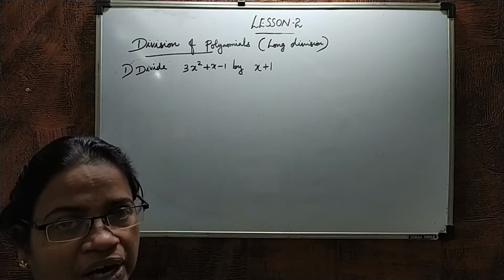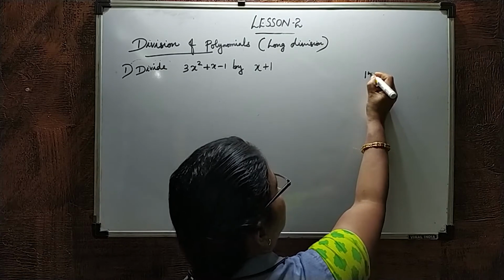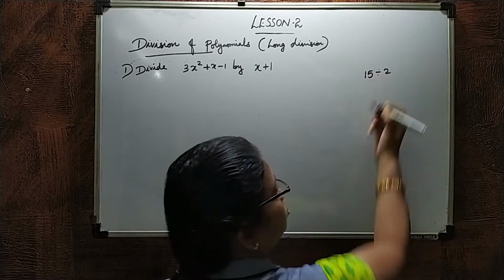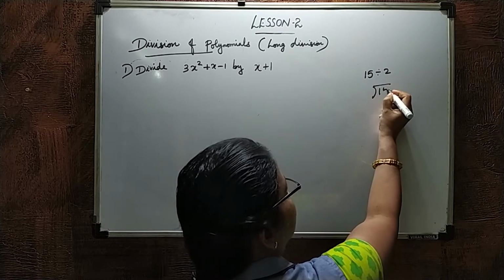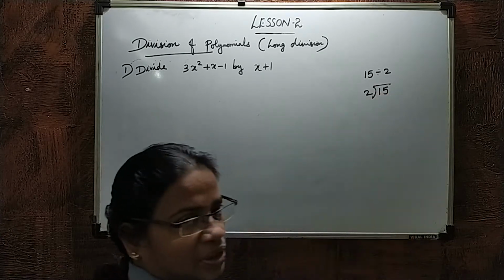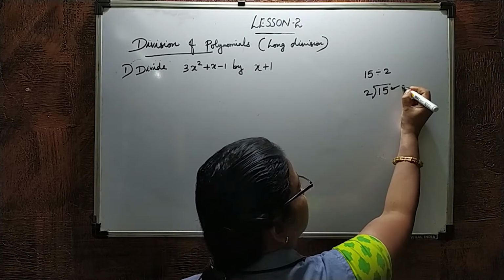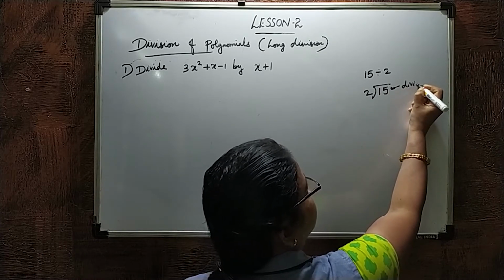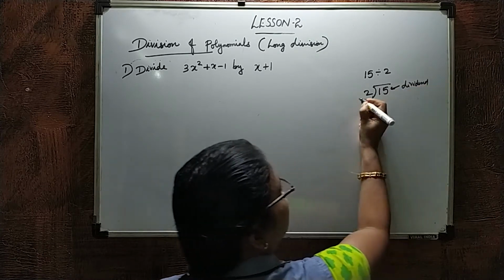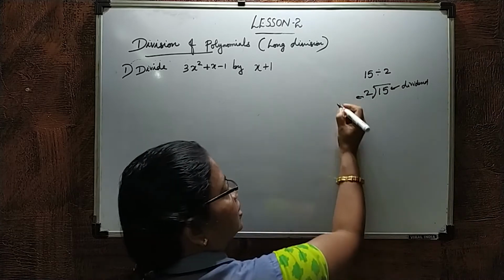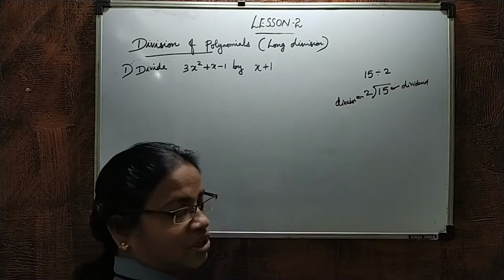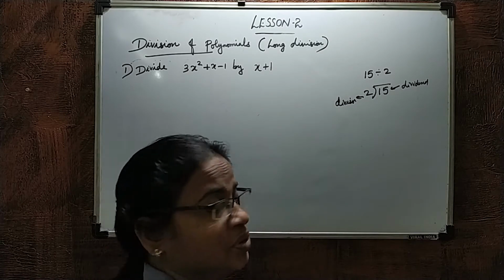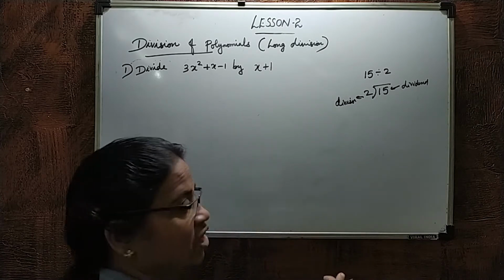a number by another number, suppose it is 15 divided by 2, right? So 15 we will write inside and then 2 here. And this is called what? Dividend. Here what will you say? Divisor. Then when you divide, what all things are you getting? Now we will divide first, then we will think about it.